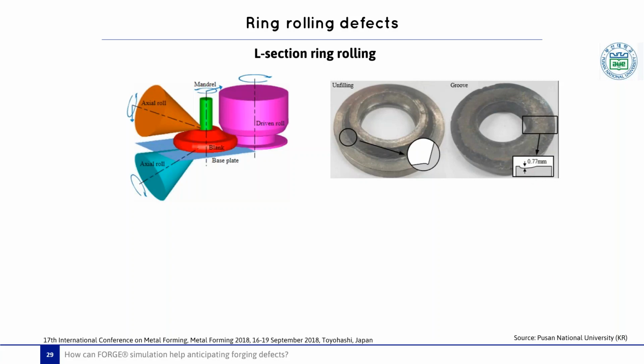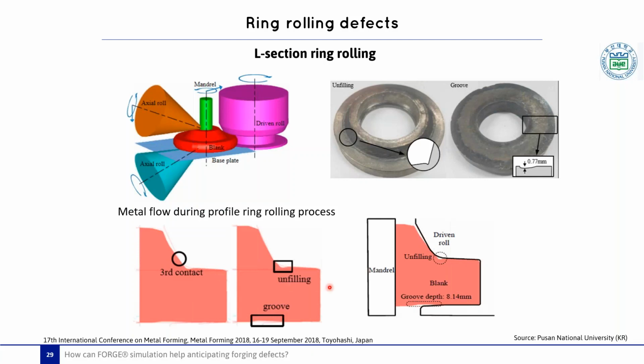Here we see the evolution of the metal. In this image, we see the evolution of the metal during the ring rolling process. After the second contact, the blank corner is not in contact anymore with the driven roll, which causes the unfilling and the appearance of the groove. The lower part of the part is compressed by the bulge of the driven roll, and the bending is caused to generate this groove that we see. Numerical results are similar to the reality.